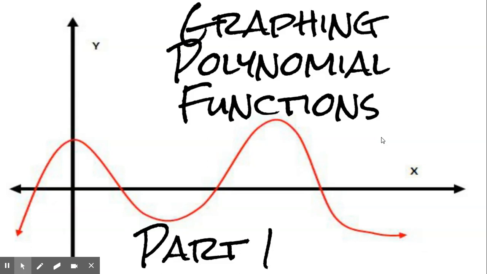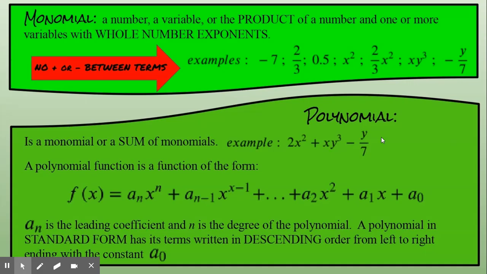That's all part one. Then part two, we'll get into the parts of the graph. And then part three will be actually graphing it. So it's a lot of information. That's why I broke it down into these few parts. So the first part is we're going to take a look at, what is an actual polynomial?